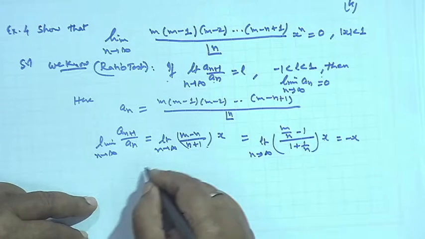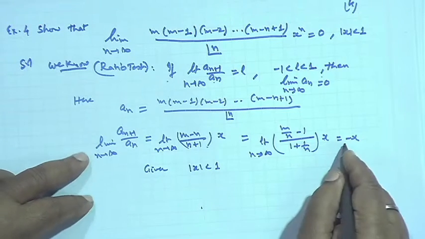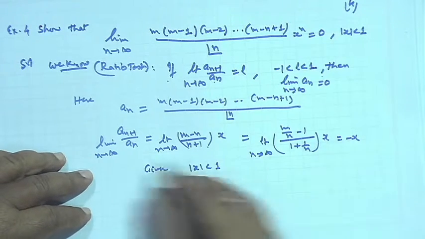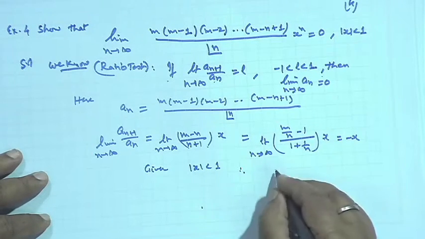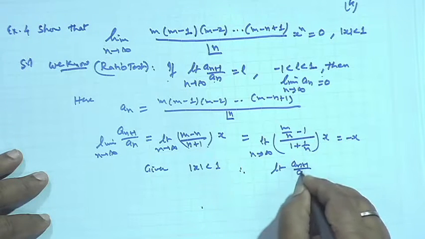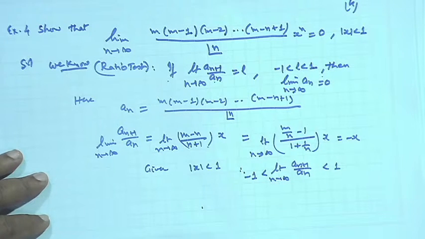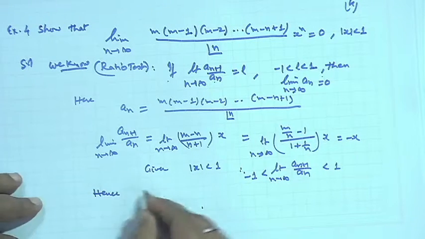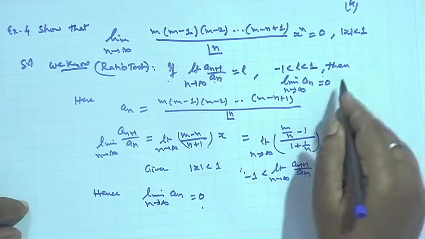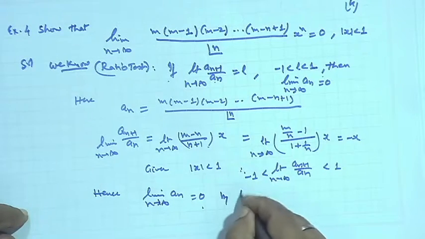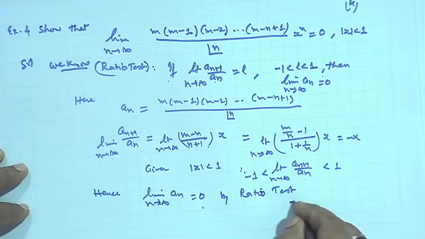Now, it is given that |x| is less than 1. So this limit, minus x, lies between minus 1 and plus 1. Therefore, the limit of a_(n+1)/a_n as n tends to infinity lies between minus 1 and 1. Hence, the limit of a_n as n tends to infinity must be 0, by the ratio test.